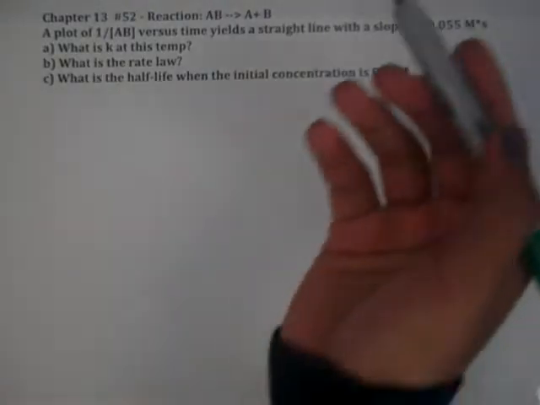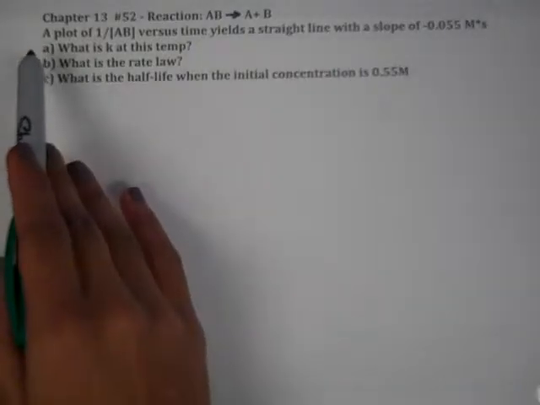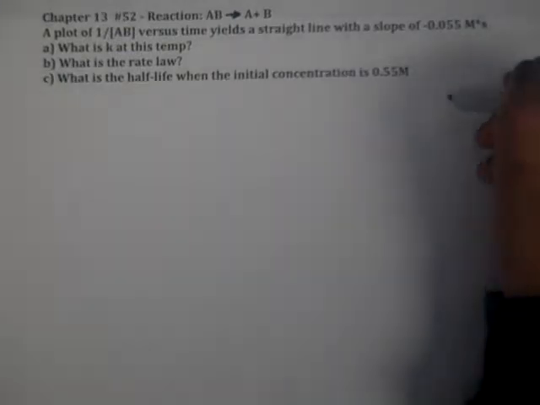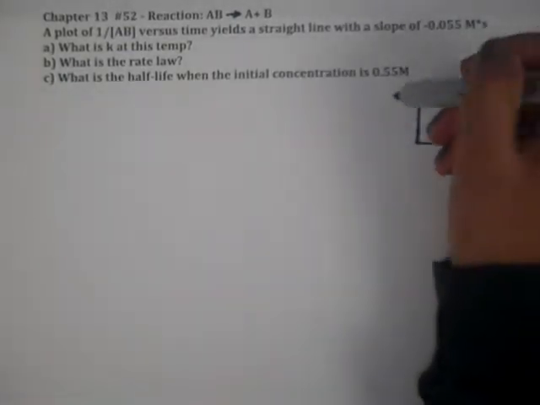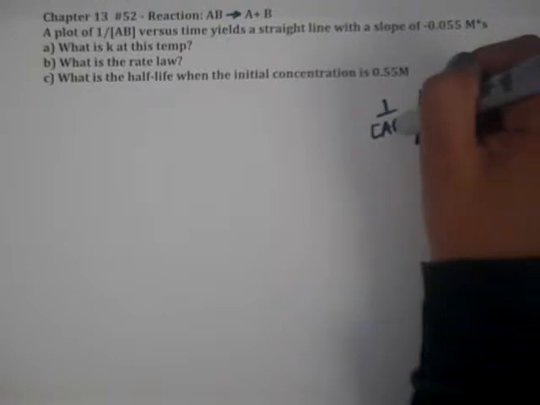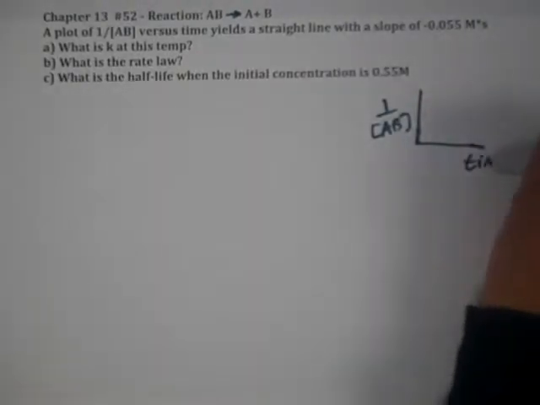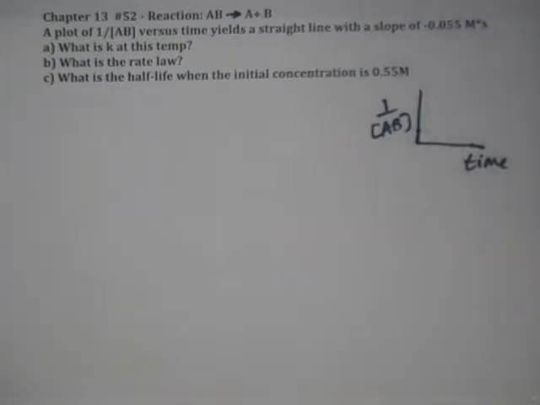So this is number 52 from chapter 13, and it's almost like a general theory kind of question. It says we have a reaction, say AB going to A plus B. We're going to have to figure out what these different values are. So A is asking us, knowing that we plot 1 over concentration versus time, so let's make a little sketch of that, 1 over the concentration of AB versus time gives a slope of negative 0.055 per molar seconds.